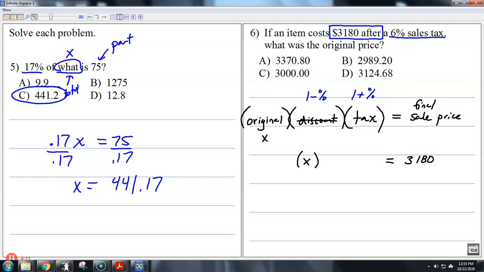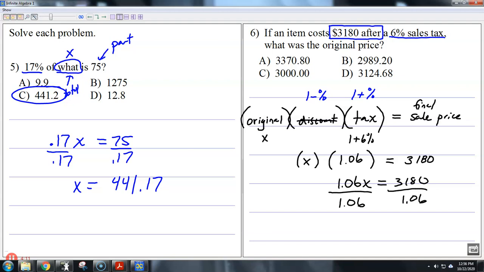And my tax is 6%, so we're going to do 1 plus 6%, or 1.06. So when I multiply those two together, I just get 1.06x equals 31.80. And this is a division problem. So you're going to divide both sides by 1.06, and we get exactly $30.00.